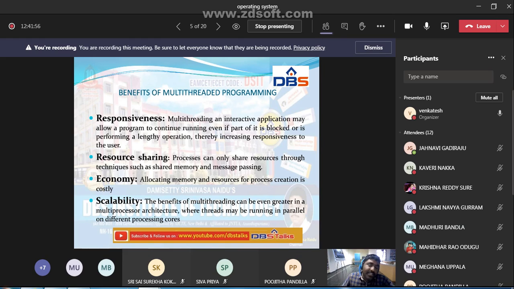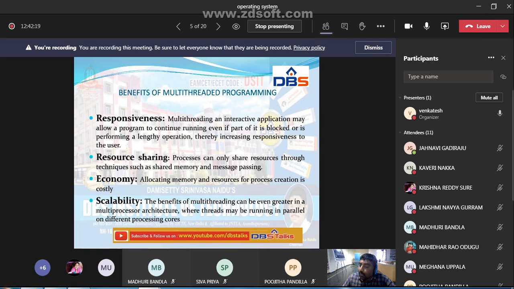Next one is economy. What is meant by economy? Economy is nothing but cost. The drawback is process resources or cost. Generally, process resources are very fast. Even though there exist costly resources, we can perform multiple tasks concurrently. This is one of the benefits of multi-thread programming.